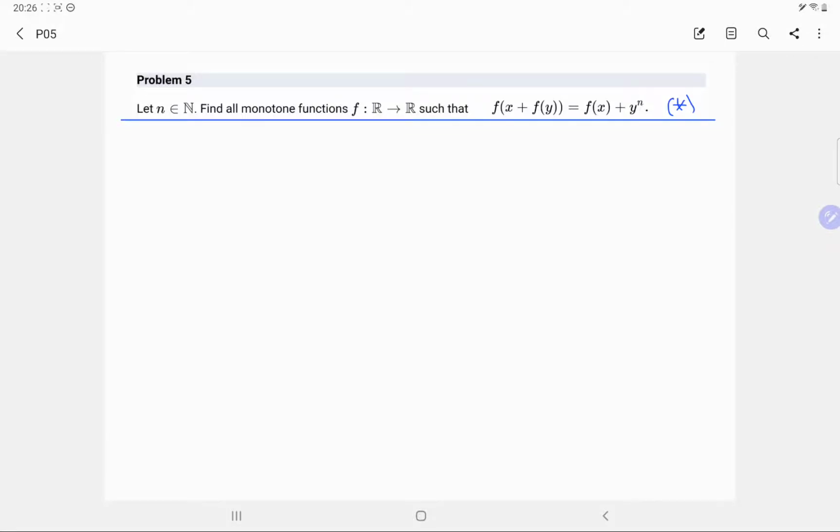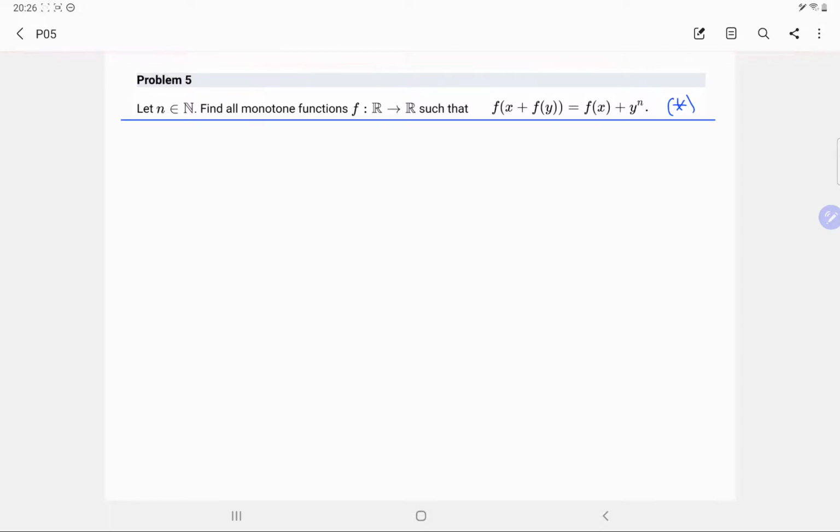Let's take a look at another functional equation. This one is a bit more complicated. As you can see here, we have n, which is a positive integer or a natural number, and we need to find a monotone function f from real to real numbers such that f(x) + f(y) = f((x + y)^n).